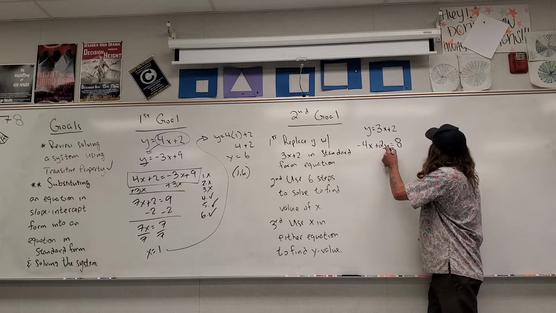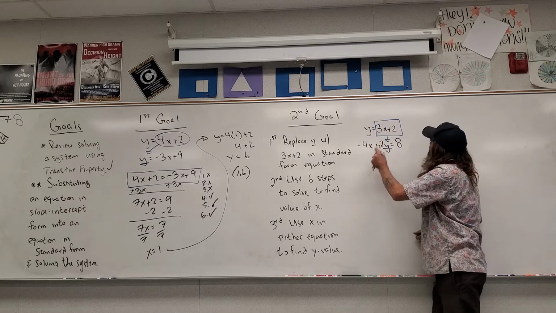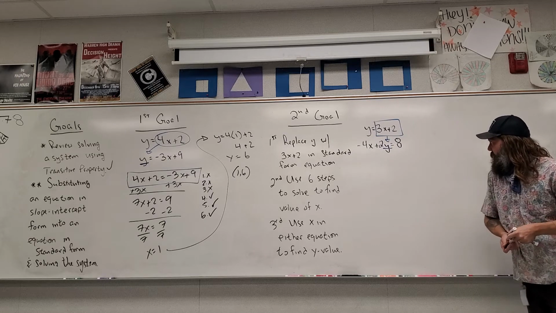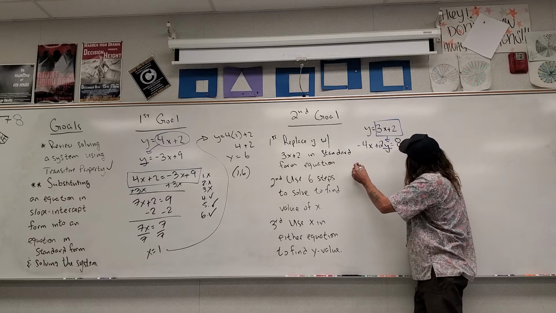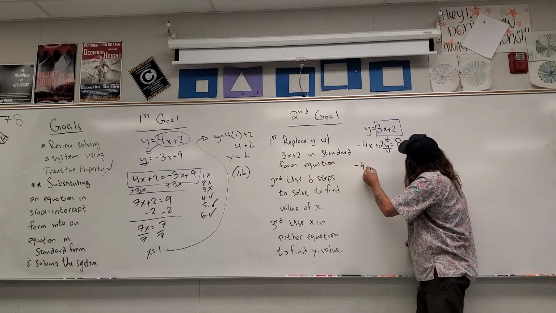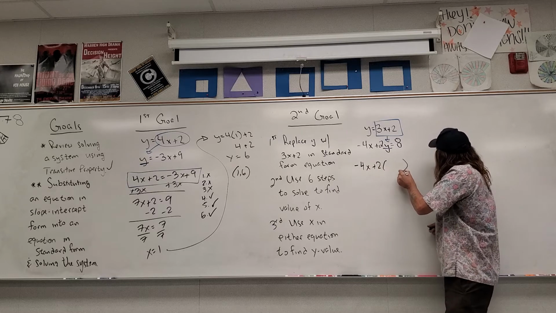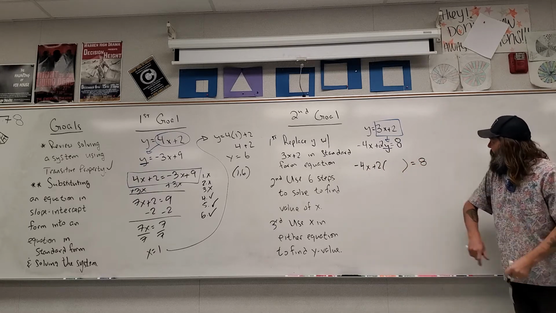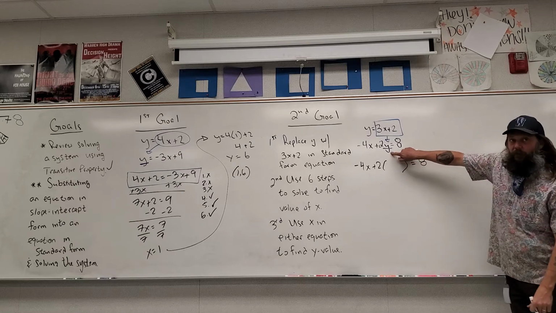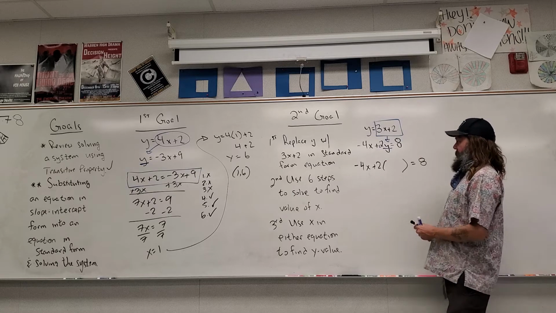So this y right here gets replaced with this, and we're going to get the following equation. Minus 4x, actually let me just do one extra step. I'm going to say minus 4x plus 2, and I'm going to put a big empty parenthesis, and that's equal to 8. And inside the big empty parenthesis where the y once was, I'm going to replace it with 3x plus 2.